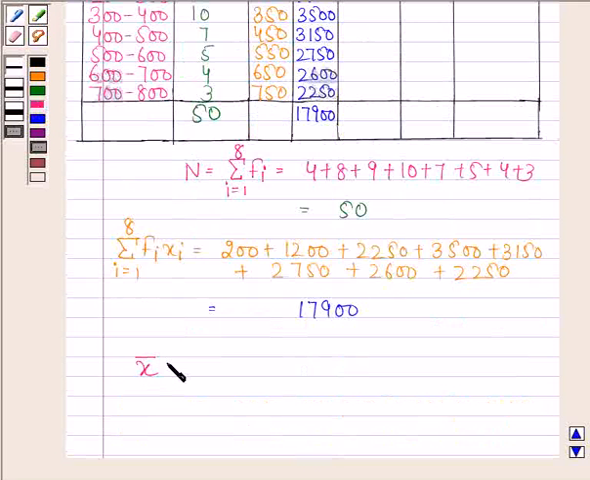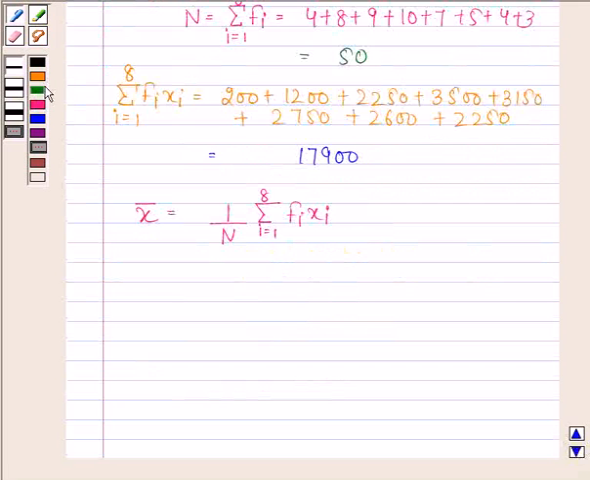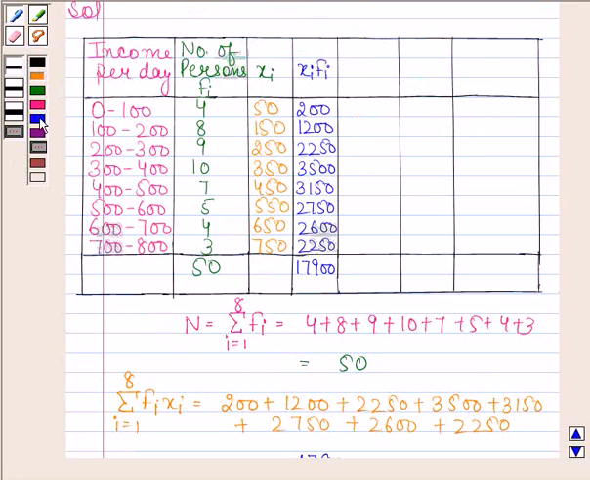Calculate mean. You know that mean is equal to 1 by n into summation i goes from 1 to 8 fi xi. By substituting values of n and summation i goes from 1 to 8 fi xi, we get 1 by 50 into 17,900, and this is equal to 358. So mean of the given data is 358. Now we are going to find xi minus x bar.